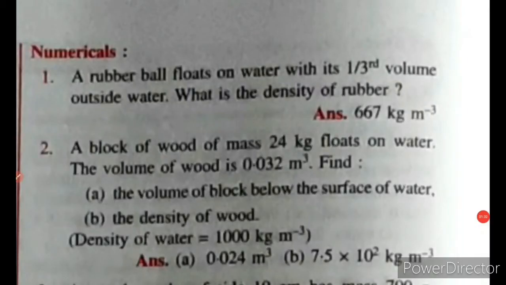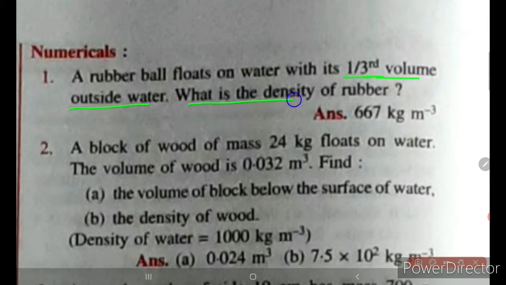So coming to the first question, which reads as: a rubber ball floats on water with its 1/3 volume outside water. So 1/3 of the volume is outside water. What is the density of rubber? So you're supposed to find the density of rubber. Obviously we need to use the formula rho s upon rho l is equal to small v upon capital V, right? But here rho l is not given, but it is mentioned water, hence I can take the density of water. A small v is indirectly given, right? And the capital V is also not given. Let us understand the question first.